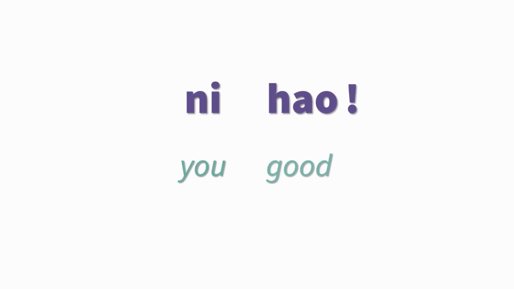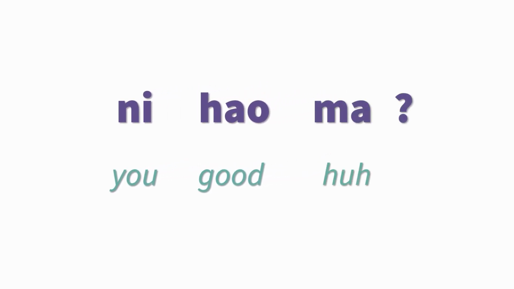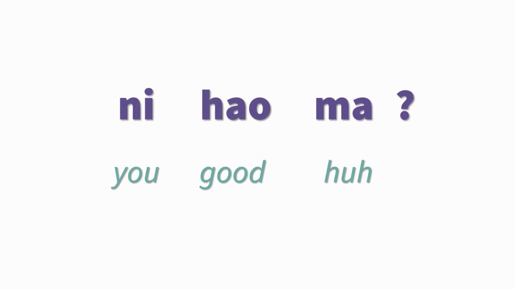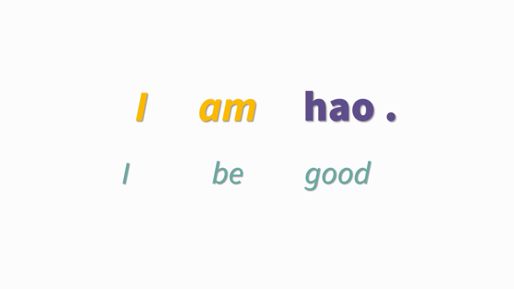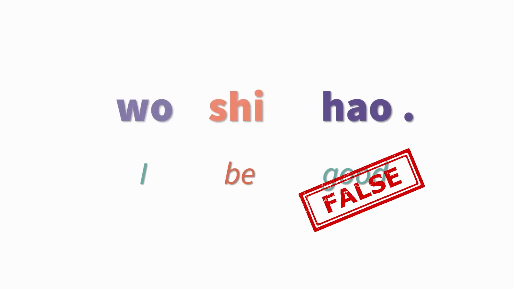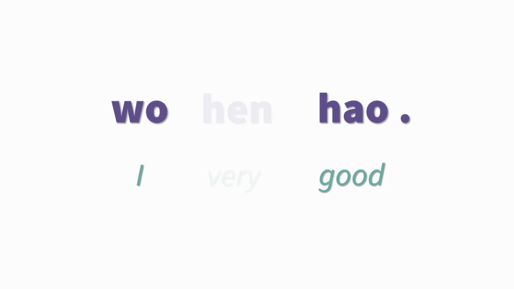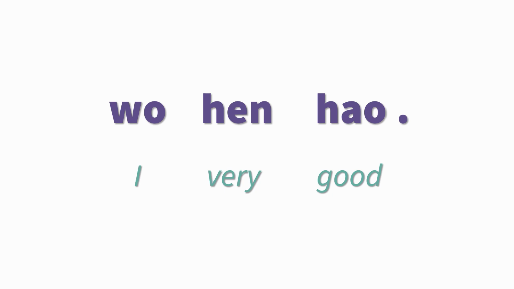Let's say you've just learned to say hello, 你好, which means literally, you good. And then you learned how are you is 你好吗? Ma works as a question mark, meaning you good, huh? So you think the logical answer would be I'm fine, I'm good, so 我是好. And that's wrong. You should say 我很好, as in I very good, and not I am good.